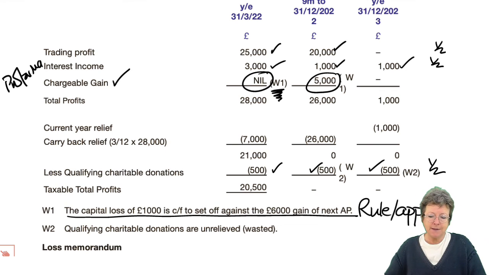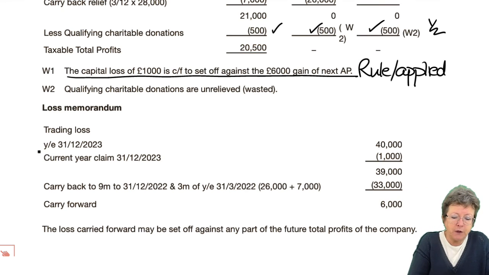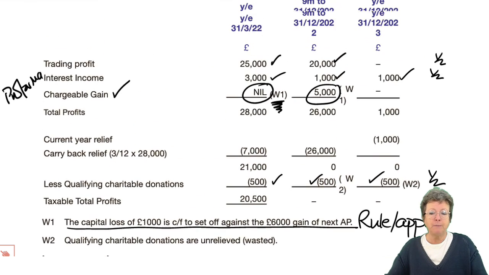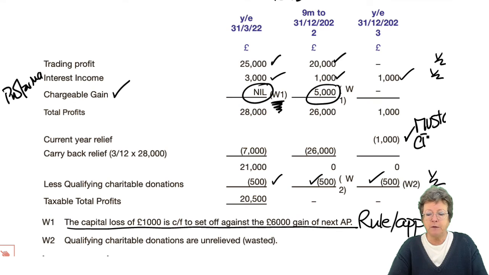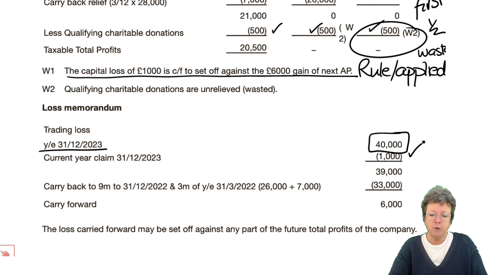All right, let's have a look at the loss memorandum. So what we've done is we've set that up with the loss for the year. Now remember, to do a carry back claim, we must do a current period claim first. Now that means that this is wasted. Don't worry about that, but tell the examiner you know that that's now been wasted. So that's the first one. Always subtotal it so that you know exactly how much you've got left.